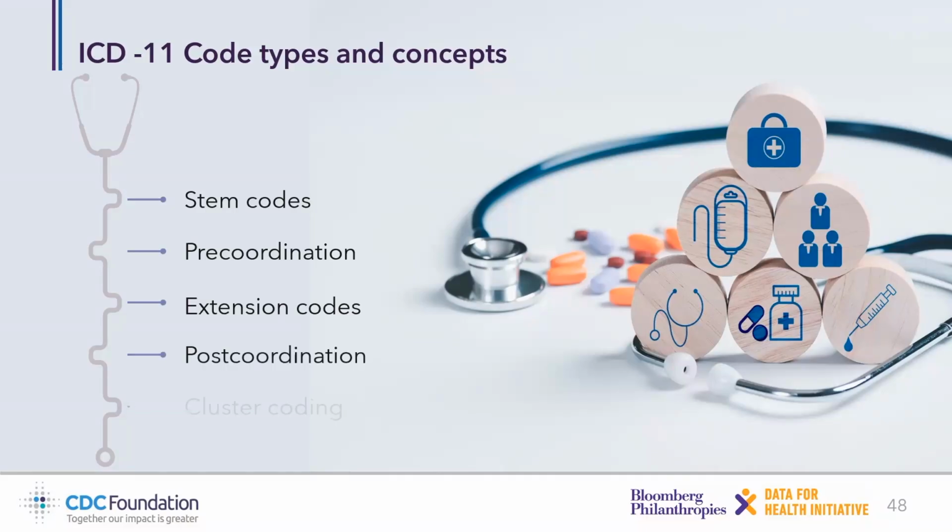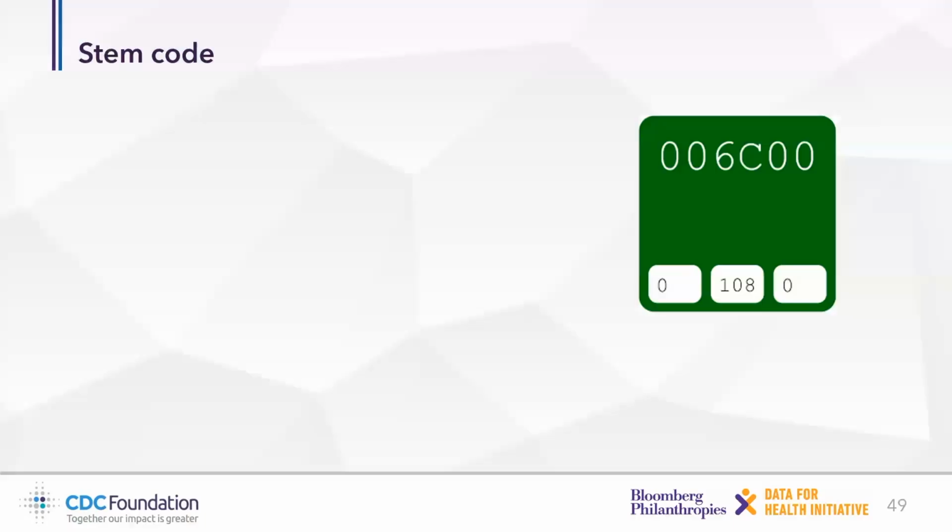Post-coordination is another concept, and cluster coding. So we talk about, maybe you have already come across these terms: stem codes, pre-coordination, extension codes, post-coordination, cluster coding. Let's discuss these code types and concepts one by one. Stem code.